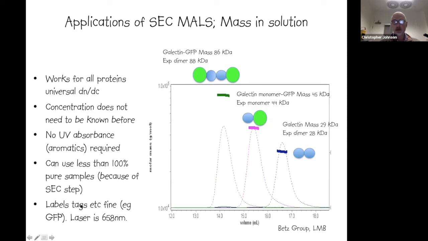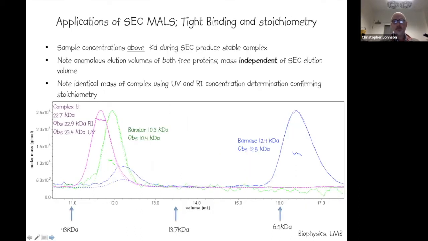It also works if you have genetic fusions like GFP. In this case, you can see that we're able to determine the mass of this dimer here. Then in a monomeric mutant, it was coupled to GFP, and again, we get an accurate mass. And then here it is forming a dimer with the wild type, again fused to GFP. So this is because the laser we're using to interrogate the material is at a longer wavelength.